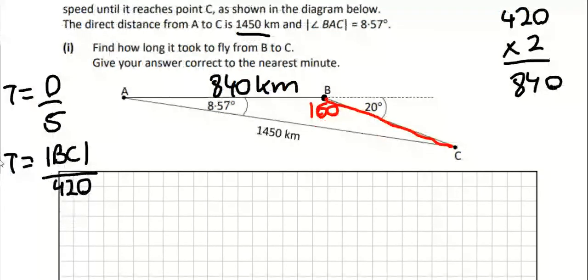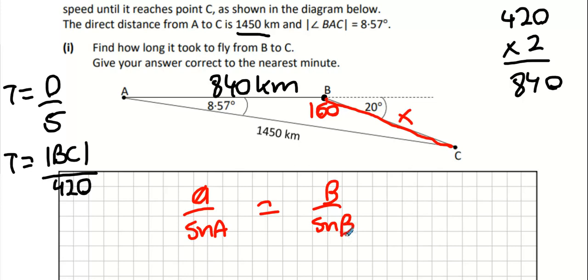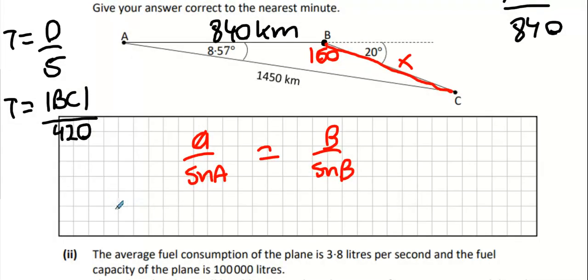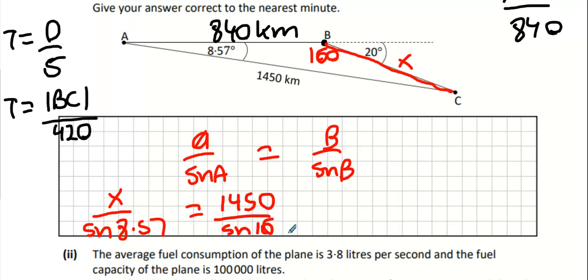So we'll start off with the sine rule and see if we can find out what BC is. So BC, which we'll call X, or we'll write down the sine rule first. A over sine A equals B over sine B. Now, it's any side divided by the angle that looks at it. So for me, it's going to be X divided by sine 8.57, and then on the other side, it's going to be 1,450 divided by sine 160.